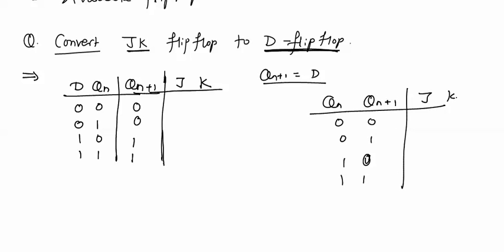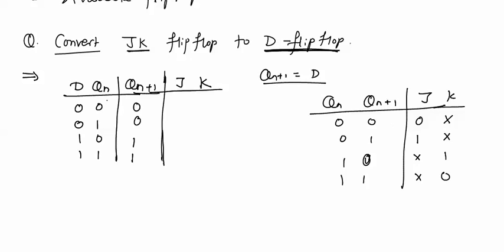And for JK flip-flop, the excitation table is: for 0 0, if previous output is 0, next output is 0, J is 0, K is either 0 or 1, written as cross. For this combination it is 1 cross, for this combination it is cross 1, for this combination it is cross 0. This is the excitation table for JK flip-flop.